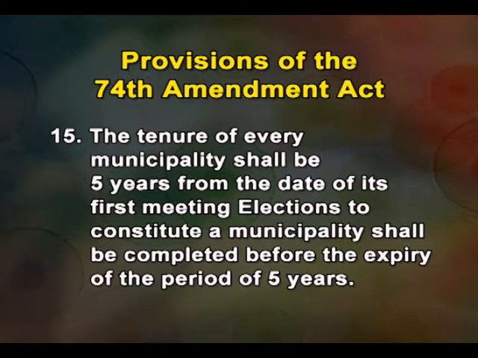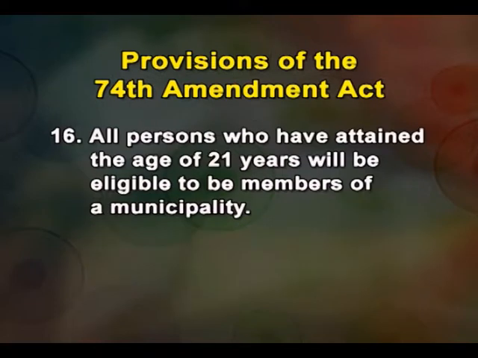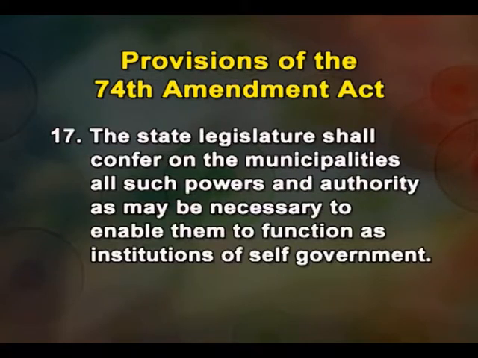The tenure of every municipality, every urban local government, is 5 years from the date of its first meeting. Elections to constitute a municipality shall be completed before the expiry of the period of 5 years. All persons who have attained the age of 21 years will be eligible to be members of the municipality. The state legislature shall confer on the municipalities all such powers and authority as may be necessary to enable them to function as institutions of self-government.